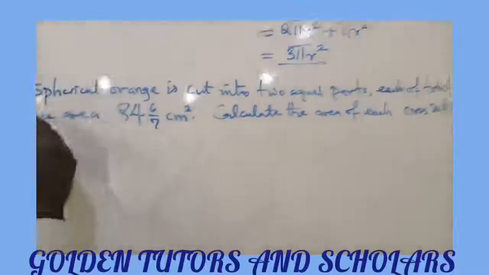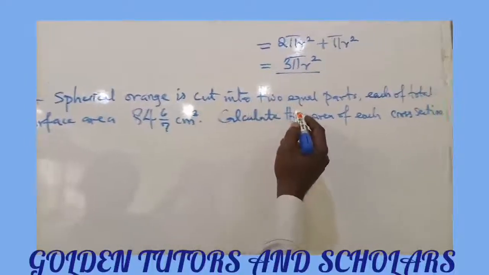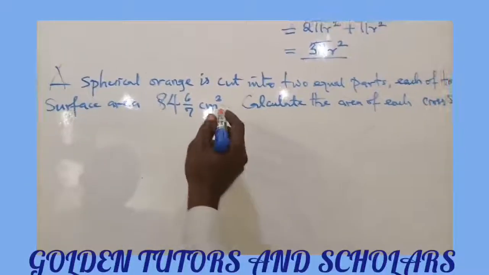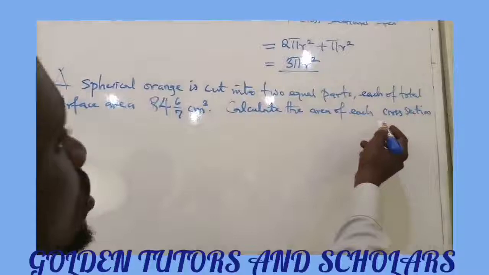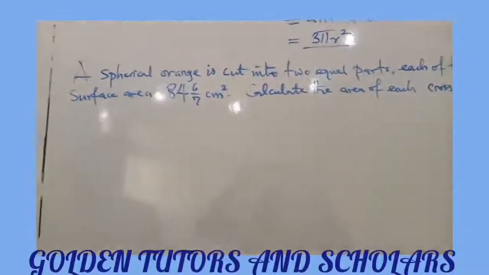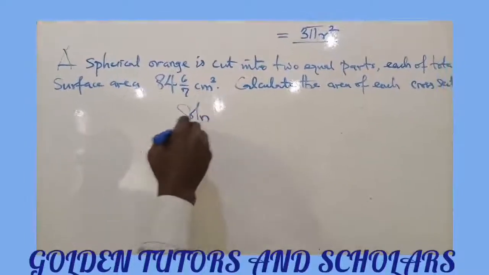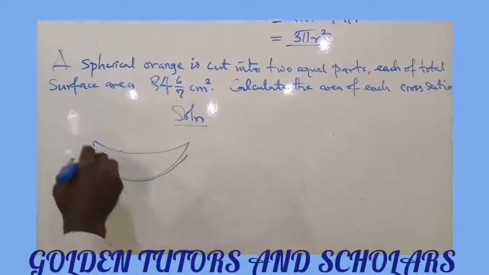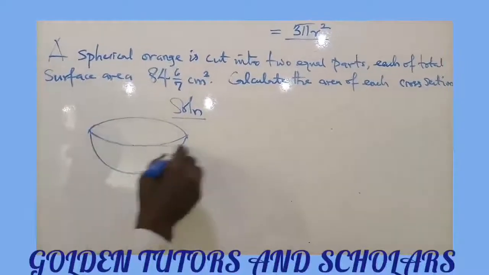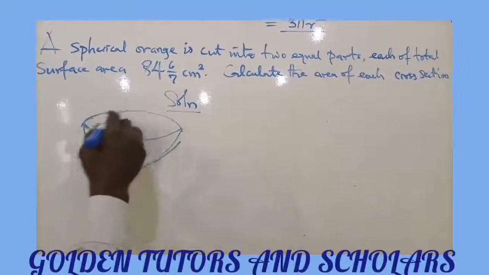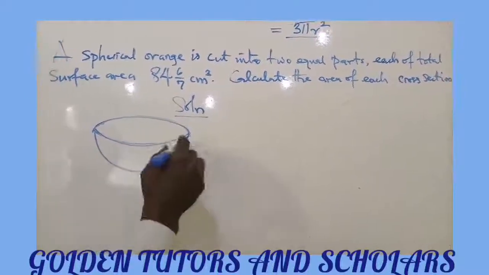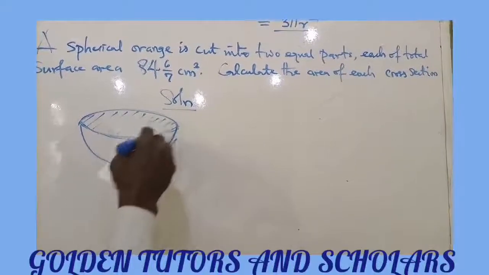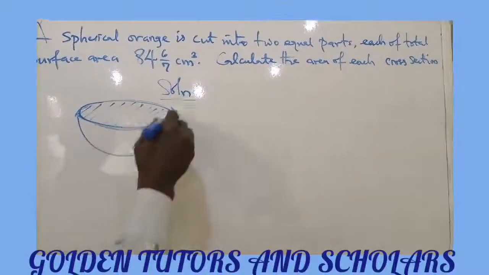The question says a spherical orange is cut into 2 equal parts, each of total surface area 84 6/7 centimeters squared. Calculate the area of each cross section. This orange is cut. When you cut an orange, what will you have? You have something that looks like this, a full orange. If you cut it, you are going to have 2 equal halves of this that I have on the board. What the question is asking us to calculate is this cross-sectional area.